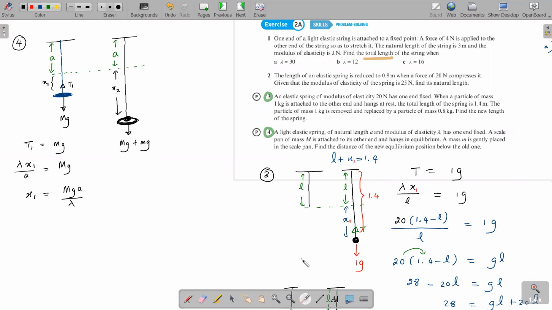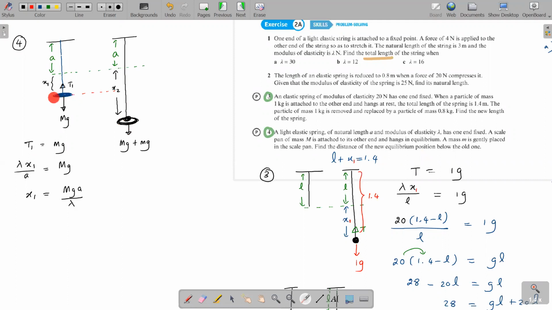Okay, so basically they are asking you to find what? Find the distance of the new equilibrium position below the old one. So this is the old equilibrium position, right? This is the previous equilibrium. You might be thinking, what is equilibrium position? Equilibrium position is where it is at rest. Now when you place this weight here, it goes a little bit of distance downward and it stays at rest. That is the equilibrium position.